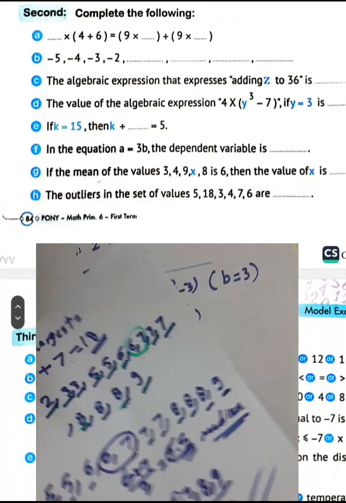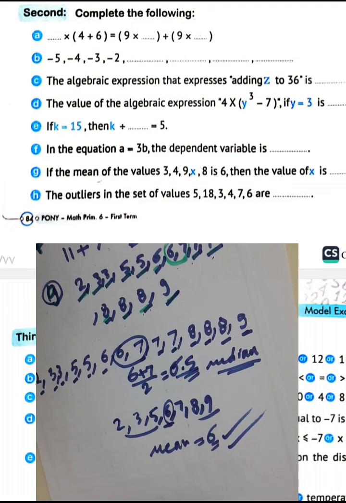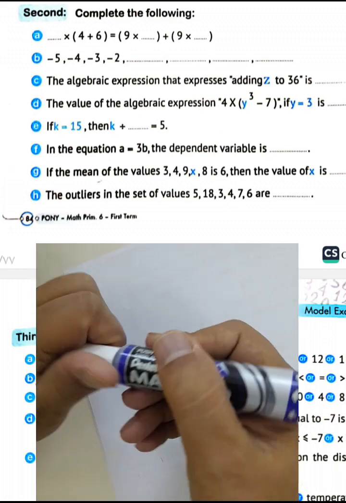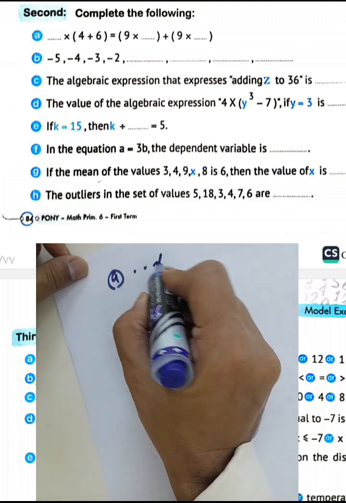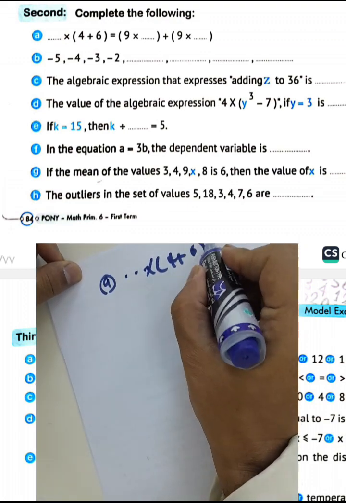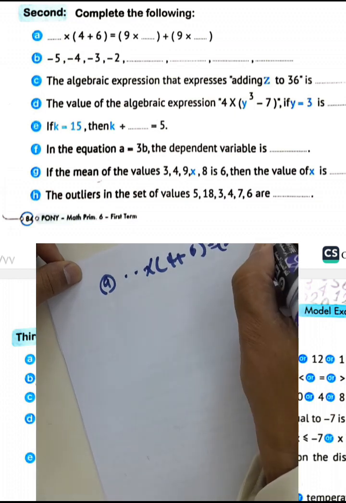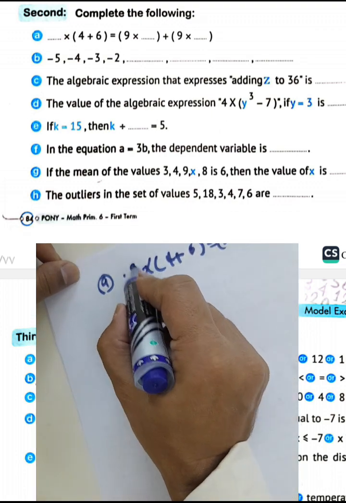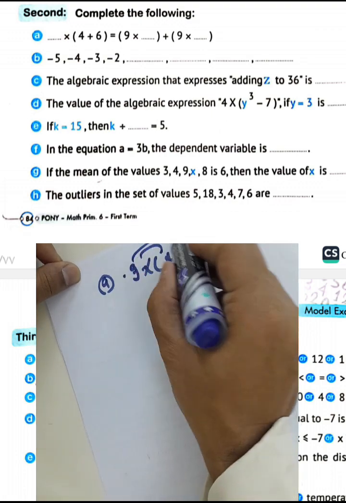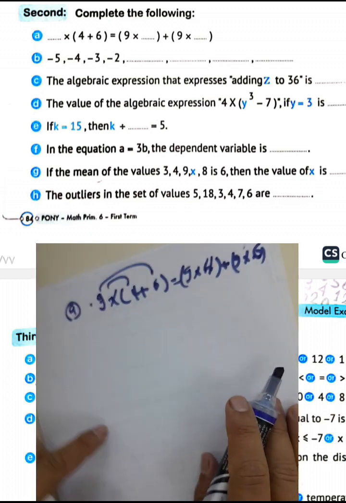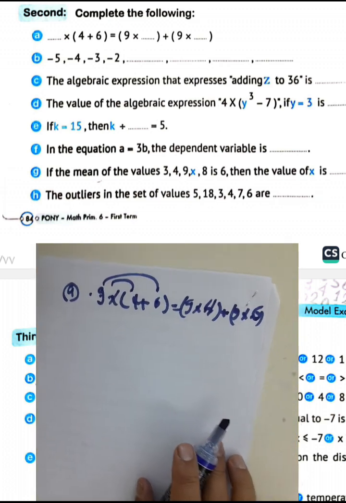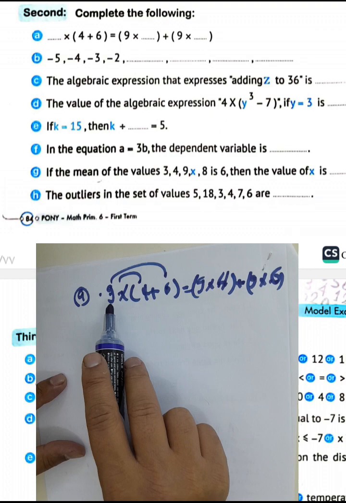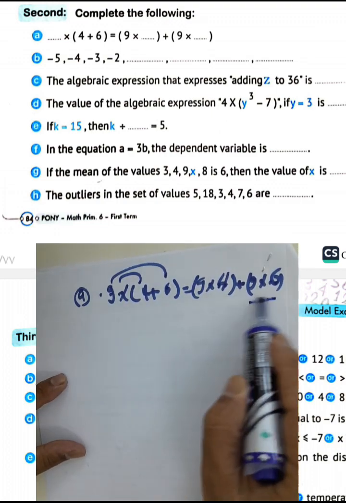Second question. Letter A. He used here distributive properties. Space times 4 plus 6 equals 9 times space plus 9 times space. 4 times 9, write 4 here, and 9 times 6. Again, using here distributive properties. Okay, 9 times 4 plus 9 multiplication by 6.